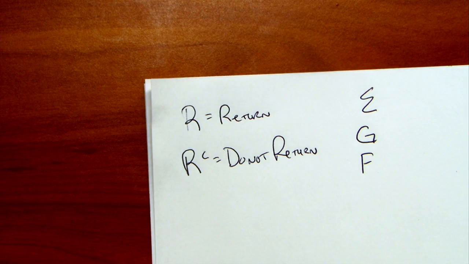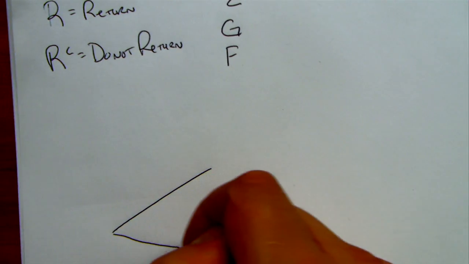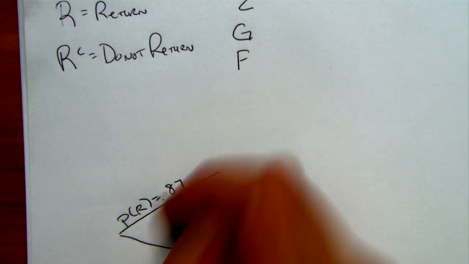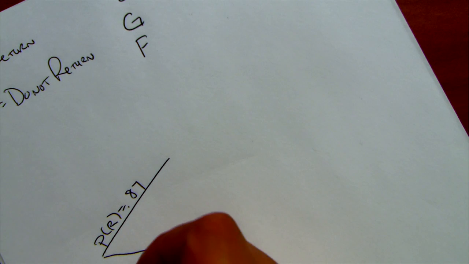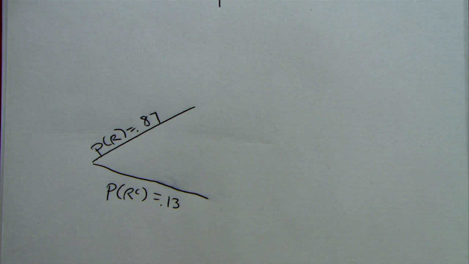So the first branch of our tree is the probability of returning is 87%. And it doesn't tell me what the probability of not returning is, but via the complement rule, I can figure that out and say that is 13% because it has to add to 100.